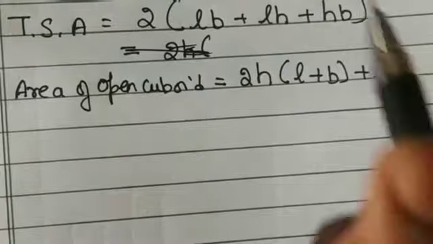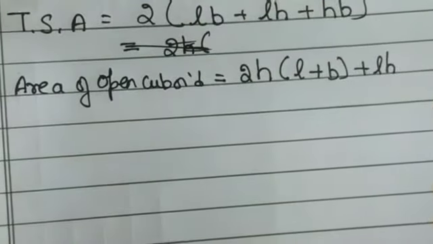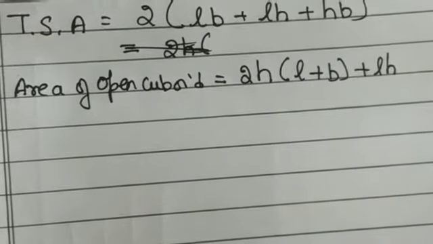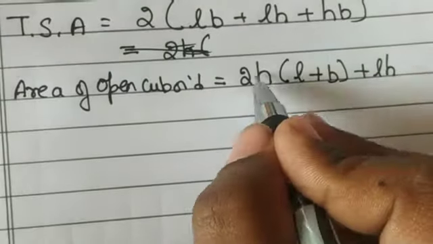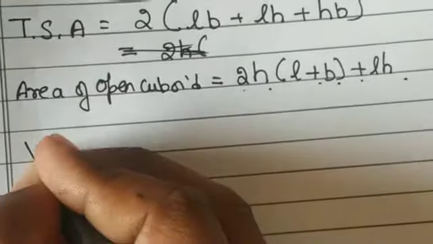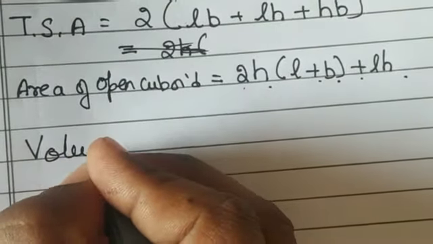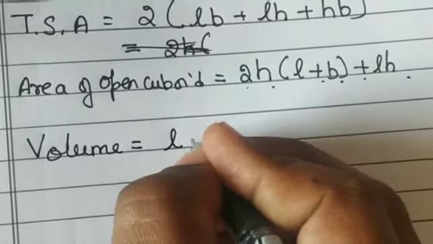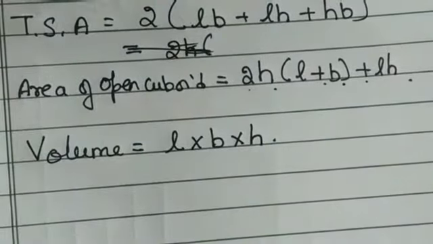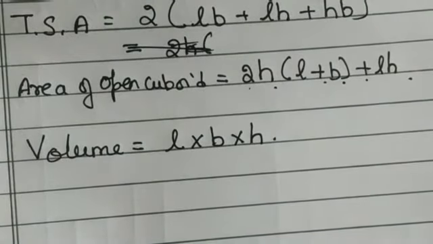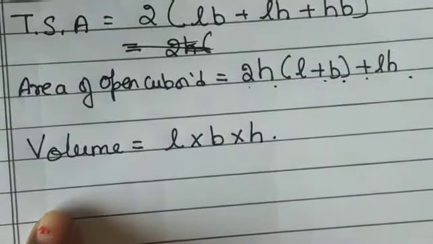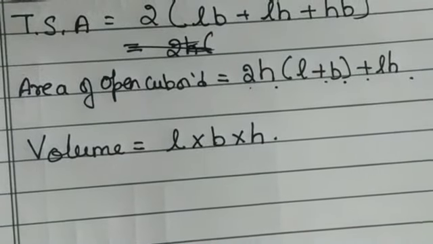We will use this formula to find the area of the open cuboid. For example, this is our cuboid and they tell us one face is open and we have to find the area of the open cuboid. So we will write this formula, 2H(L plus B) plus LB. And the volume of a cuboid is equal to L into B into H, that is, length into breadth into height. So these are the three formulas of the cuboid and the formula to find its volume.